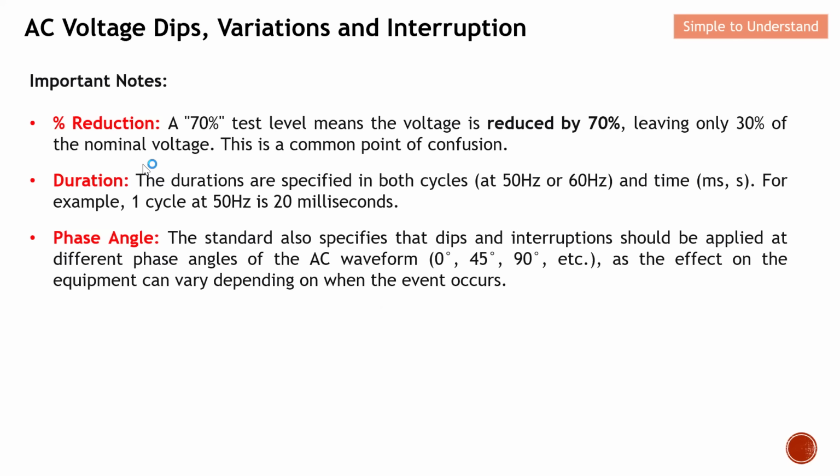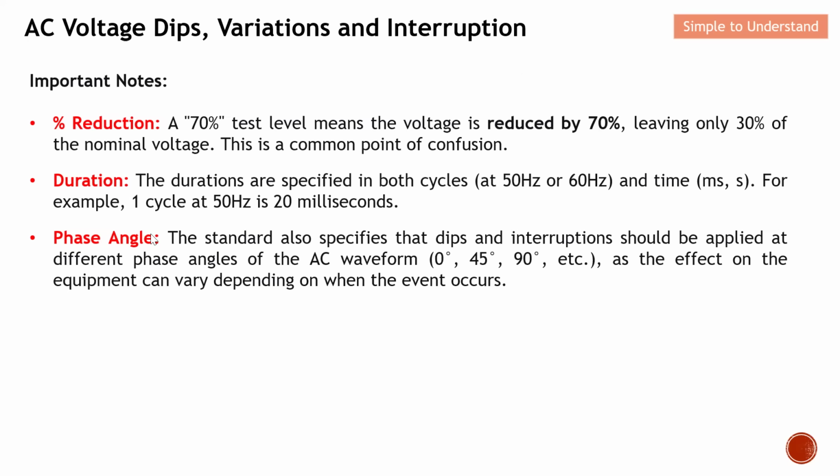Next is the duration. The durations are mainly specified in cycles. Our device is either at 50 hertz or 60 hertz, so you need to specify this. In terms of time, it can be milliseconds or seconds. For example, one cycle at 50 hertz is 20 milliseconds. Again, in my next video, I will do a deep dive on all these criteria so that you know how to set your different tests in order to ensure that your DUT is compliant to the test standard.